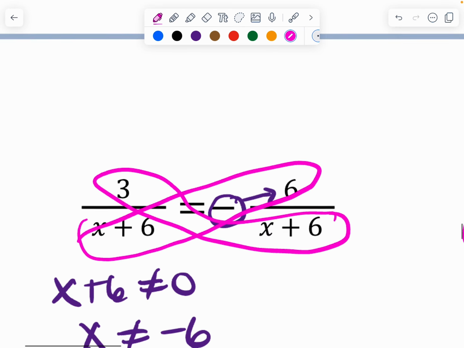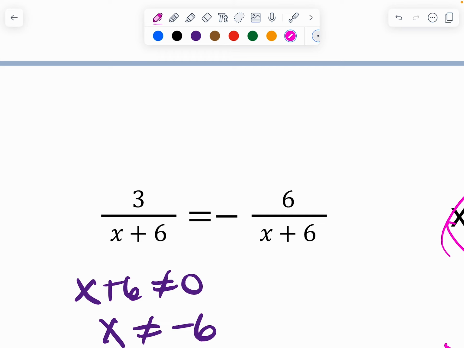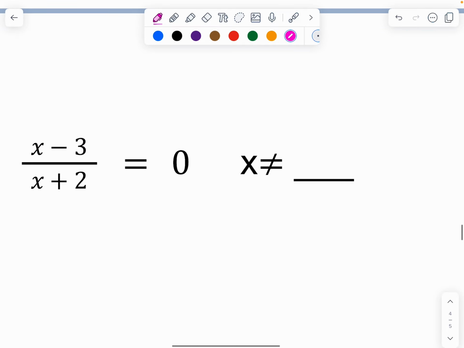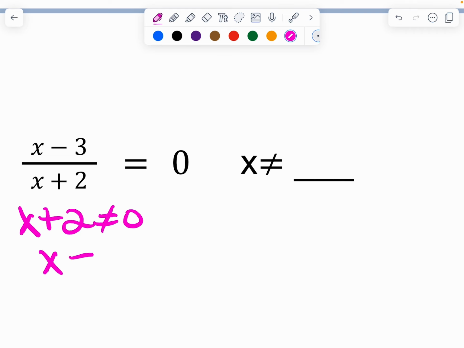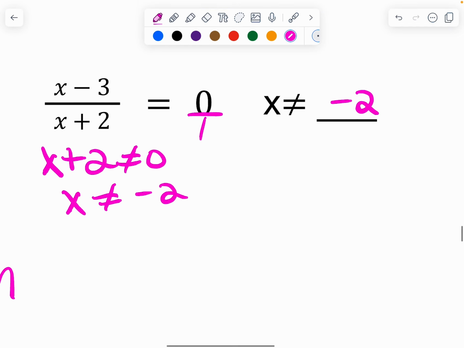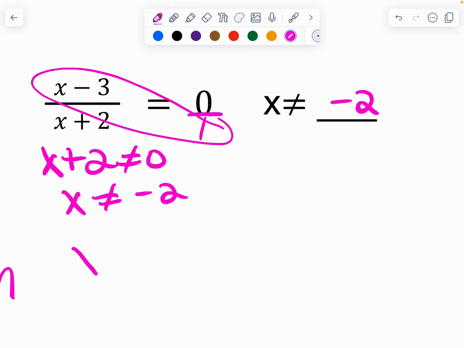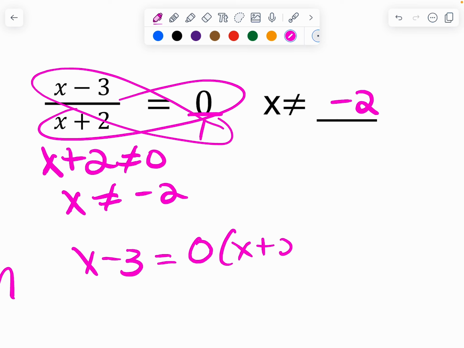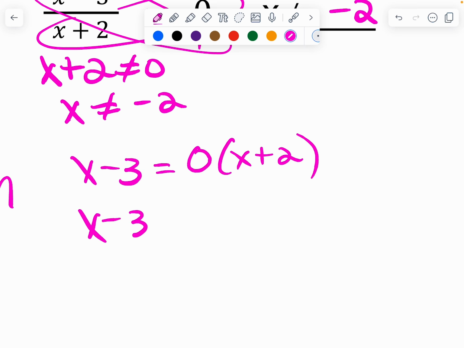Okay, let's look at this. Right now, do you see how the denominators are exactly the same? Just look at the coefficients. Are these equal to each other? No. Okay, over here. X plus 2 cannot equal 0. So that means x cannot equal negative 2. This is over 1. Multiply this way and I get x minus 3 equals, I multiply this way, 0 times x plus 2. What's 0 times anything? 0. So x equals 3.